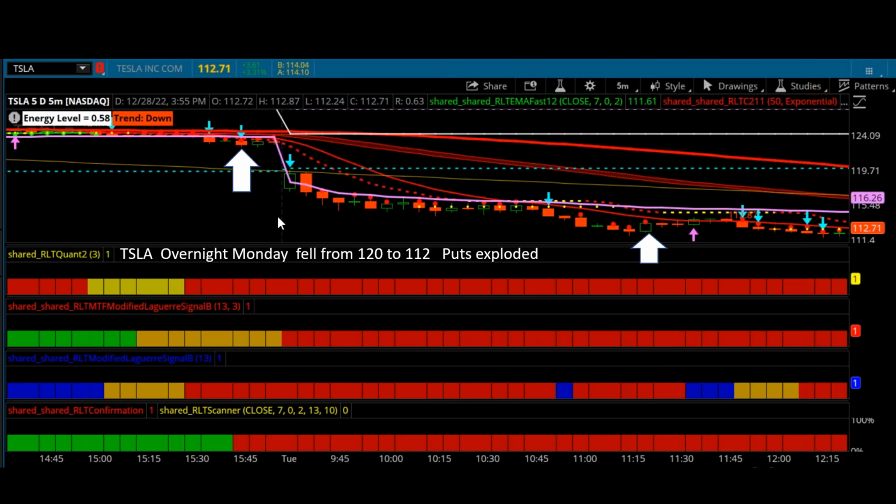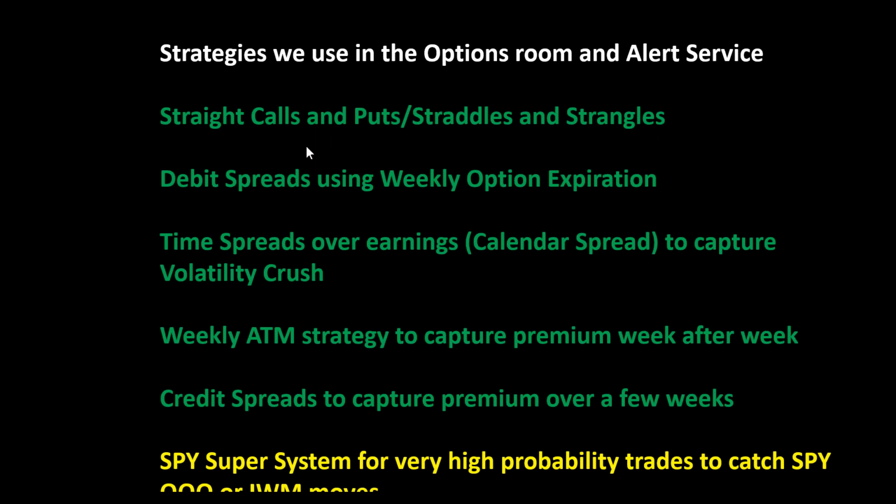That's the strategies that we use in the room. These are the strategies we use, and I have videos on all of these. I've been doing a lot of straddles and strangles lately because we've had a lot of gaps up and down. I don't know which way the stock is going to go, but if you do a straddle or a strangle and the stock gaps up or gaps down, you make money. You don't care which direction it goes.